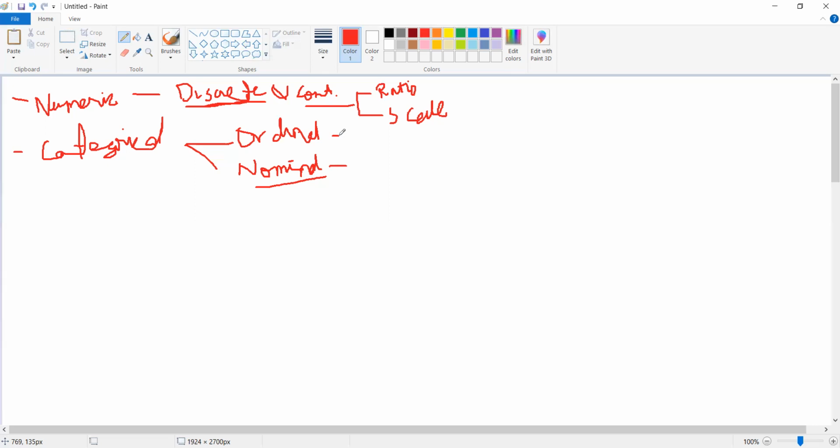Take education level: never gone to school, dropout, below 10th, matric, graduate, postgraduate, PhD. There is an order in that level, correct? So ordinal is a type of data where order is important, and we actually follow the order. Make sense?